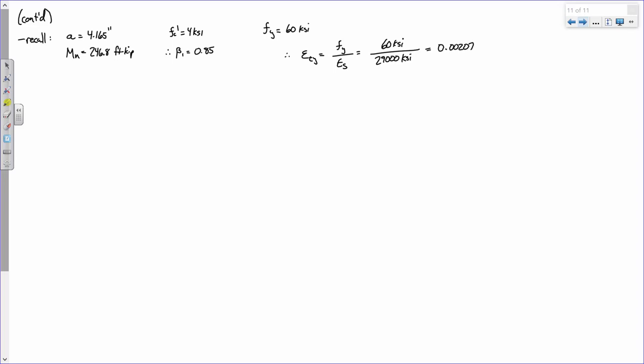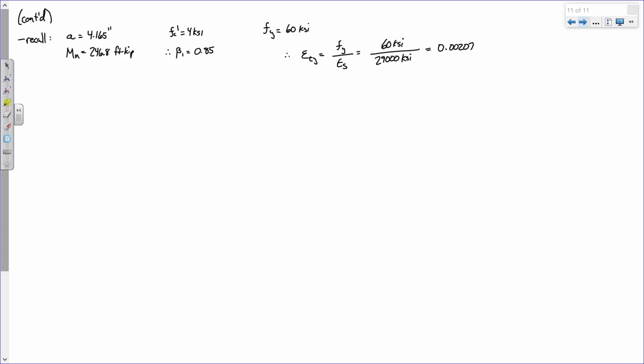Alright, do I have a second on that? Okay. I'll go ahead and tell you for grade 60 steel, you can go ahead and take that as 0.002, and that's fine. I don't have a problem with that. But that's for grade 60 steel. If you ever have a steel grade that's not grade 60, you've got to compute that. Okay? So that's something to keep in mind.